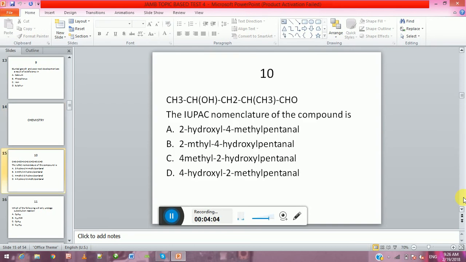Chemistry. CH3, CHCO, CHOH, CH2, CH, CH3, CHO. The IUPAC nomenclature of the compound is A. 2-hydroxy-4-methyl-pentanol. B. 2-methyl-4-hydroxy-pentanol. C. 4-methyl-2-hydroxy-pentanol. D. 4-hydroxy-2-methyl-pentanol.